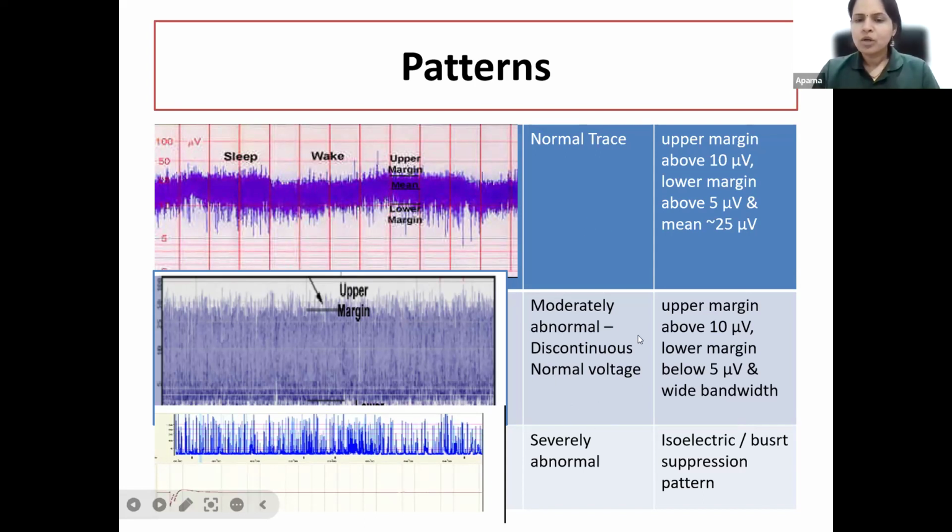A moderately abnormal or discontinuous normal voltage aEEG waveform is a waveform where the lower margin is below 5 and the upper margin is above 10.